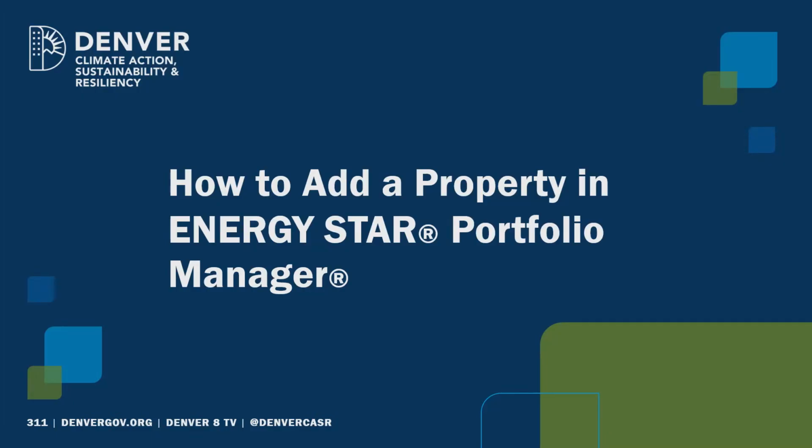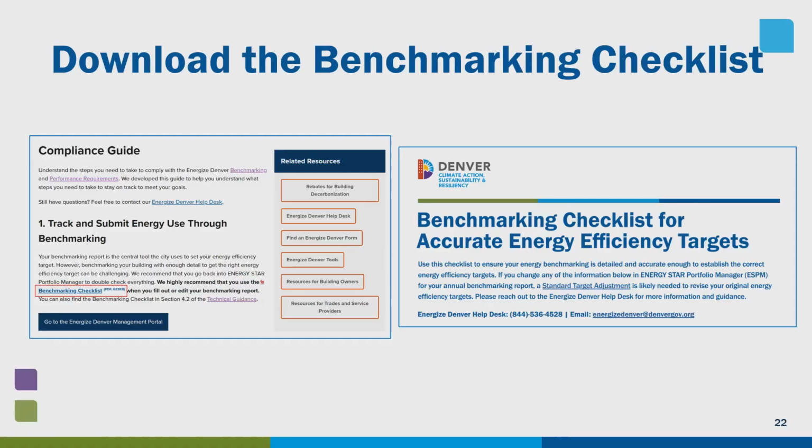In this video, I am going to go over how to add a property within Energy Star Portfolio Manager. Before you begin, make sure to download and review the benchmarking checklist for accurate energy efficiency targets. You'll need to gather all the building information listed in the checklist before adding your property in Portfolio Manager. You can find the checklist on the Energize Denver website under the Benchmarking Requirements section. For guidance on how to use it effectively, watch my video using the benchmarking checklist for accurate energy efficiency targets.